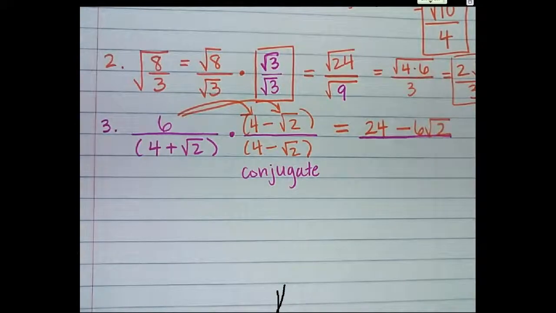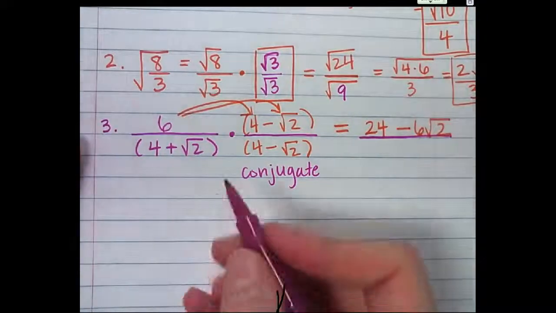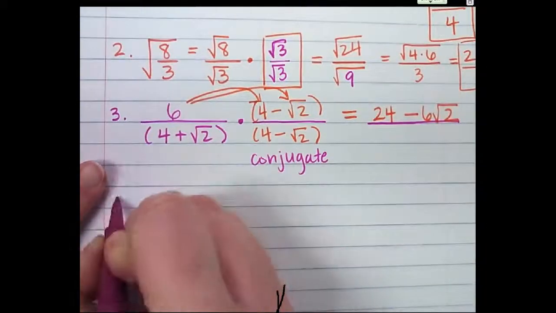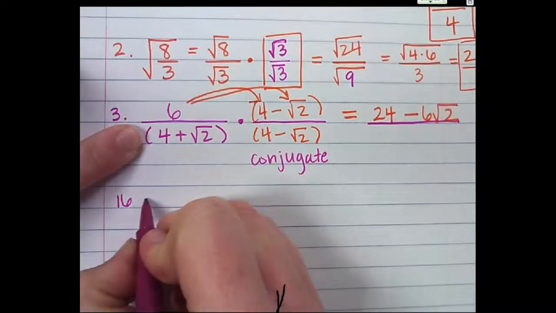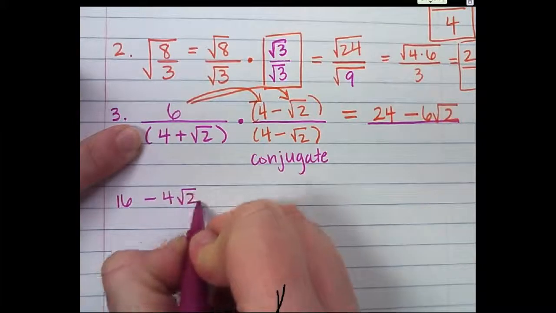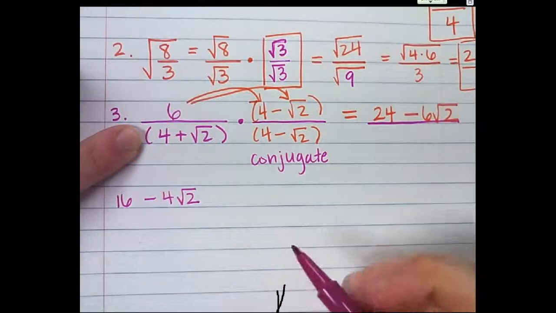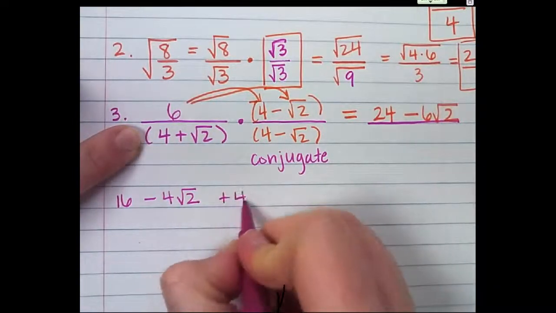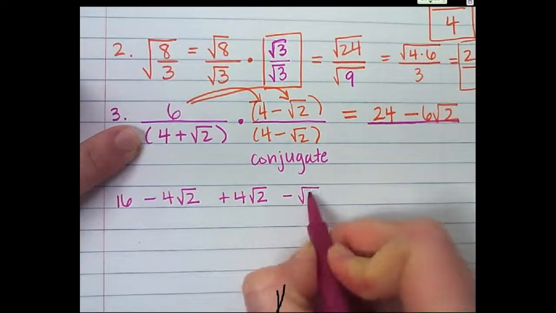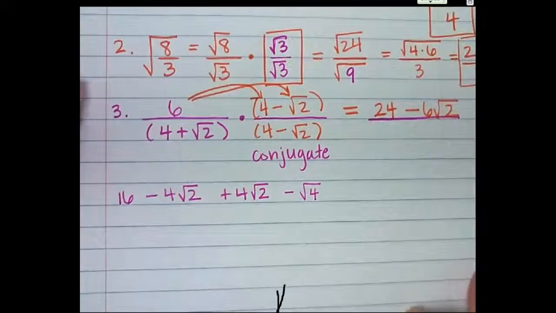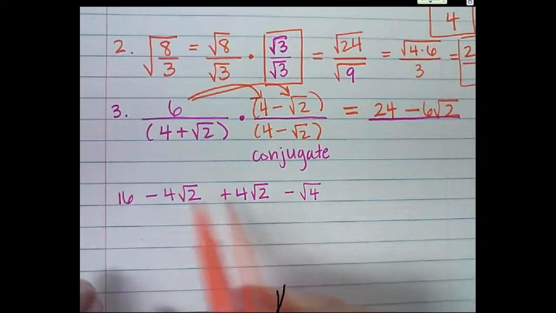Okay, on the bottom, how would you multiply that out? FOIL. Now what's nice about this, let's go ahead and FOIL this. So if I FOIL this, I would get 16, 4 times 4, and then I would get negative 4 square root 2. Then I get positive 4 square root 2 minus square root of 4. What happens to the middle terms?